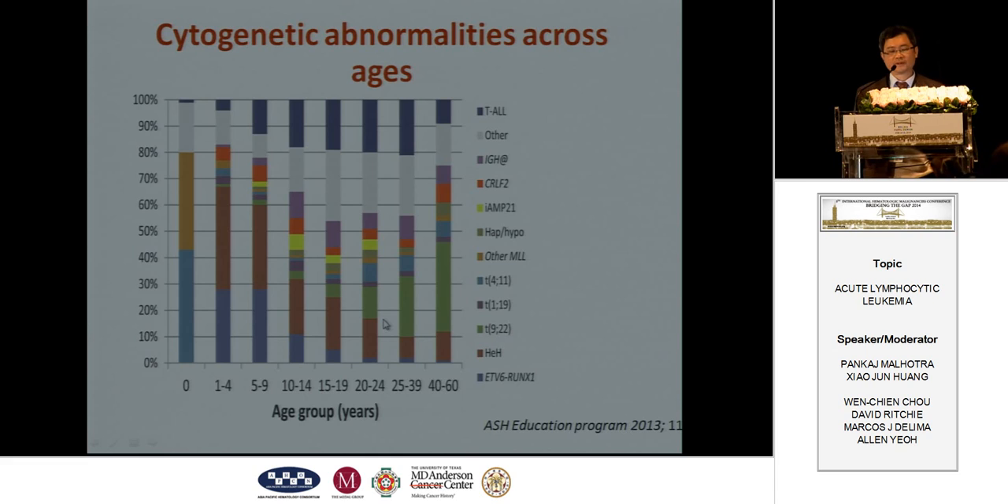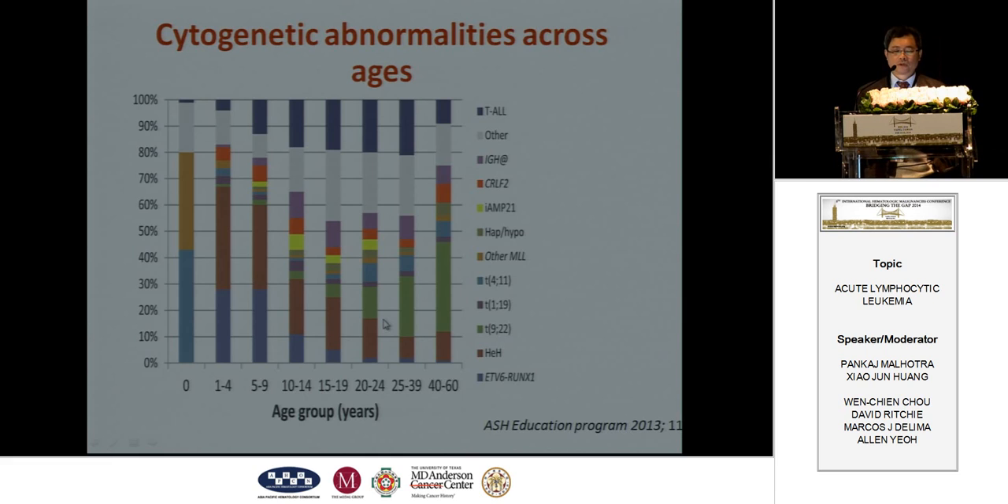And the discrepancy is best illustrated by this figure, which shows that cytogenetic abnormalities are very different across different age groups. For example, in infant ALL, MLL translocation is very common. And favorable prognostic factors such as hyperdiploidy and translocation between ETV6 and RUNX1 are really common in young children. In contrast, unfavorable prognostic factors such as the Philadelphia chromosome are really common in older adults, up to 30 to 40%.